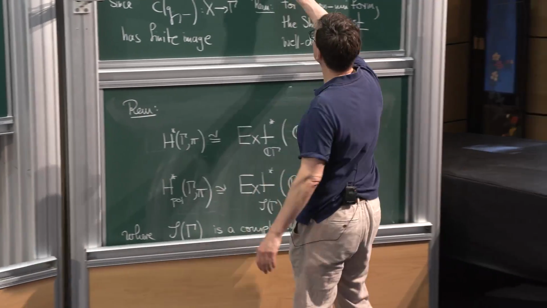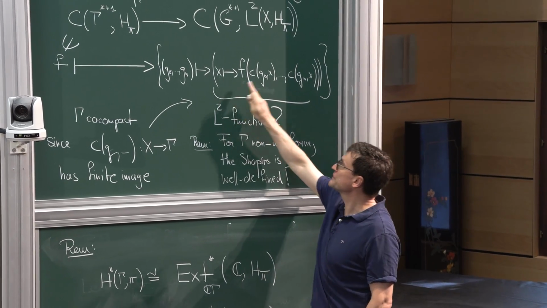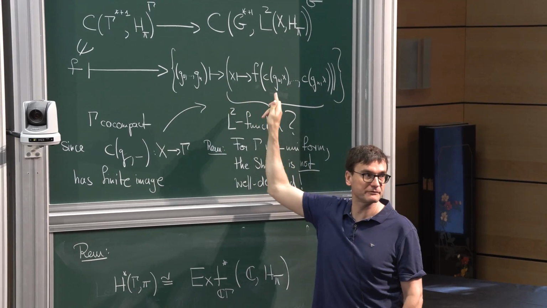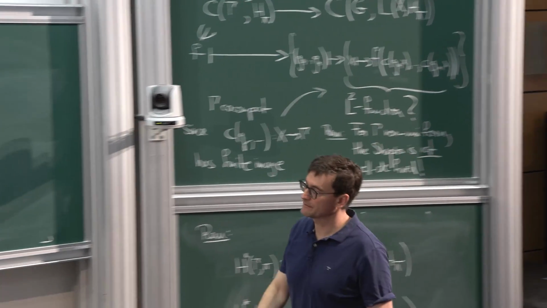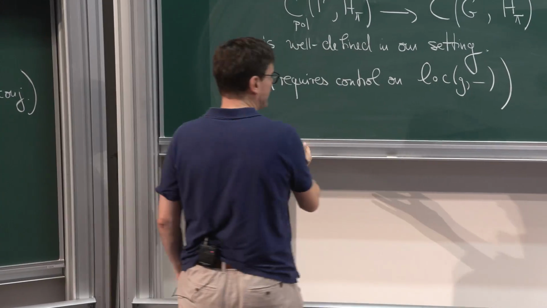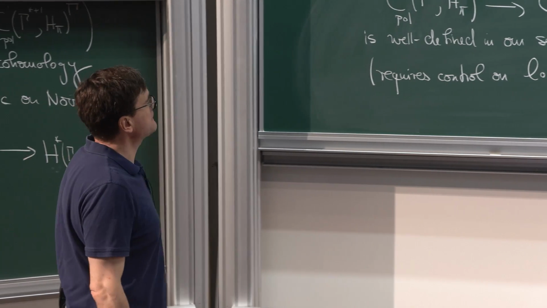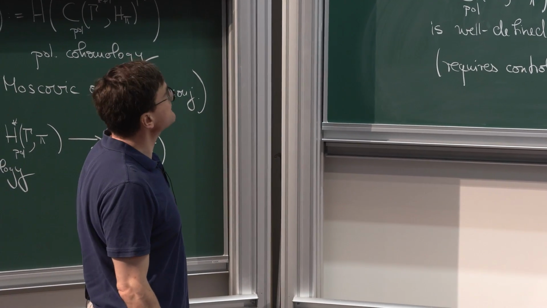Plus the control, the polynomial control on f, means you can show that what you get here is an L2 function. I'm not writing it all down, and it requires some estimates, and you have to be precise, but it is well defined in the setting of theorem A.